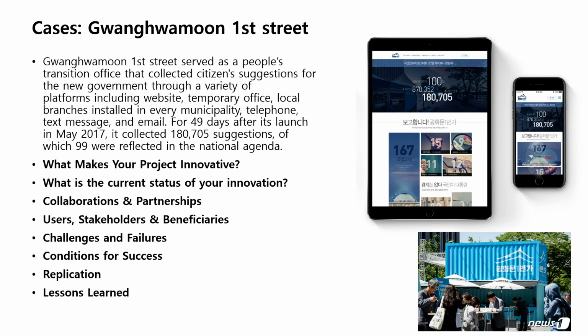President Moon started his term in office the day after winning the early election that followed the former president's impeachment. The PTO, the People's Transition Office, collects suggestions for the new government through the various channels of the Gwanghwamun First Street platform: the website and the temporary office located near Gwanghwamun Square, just like this here.